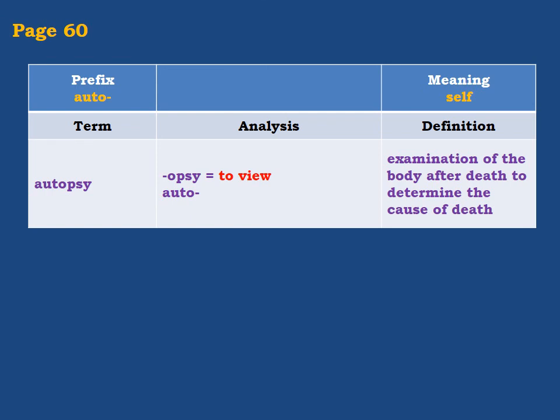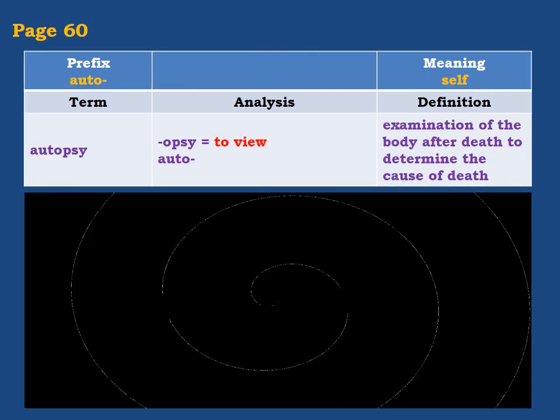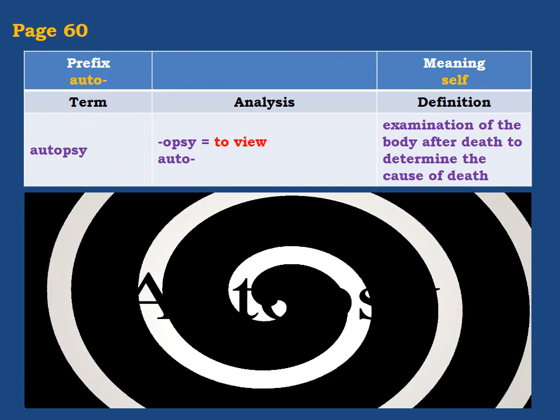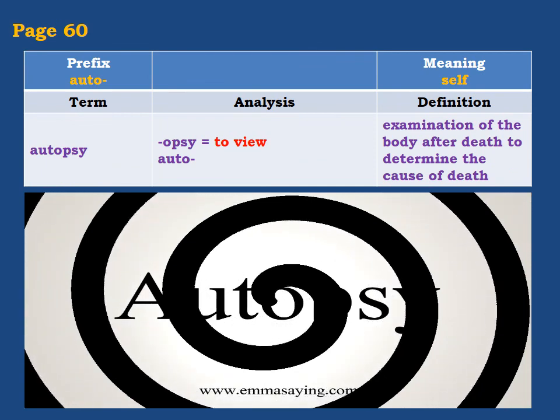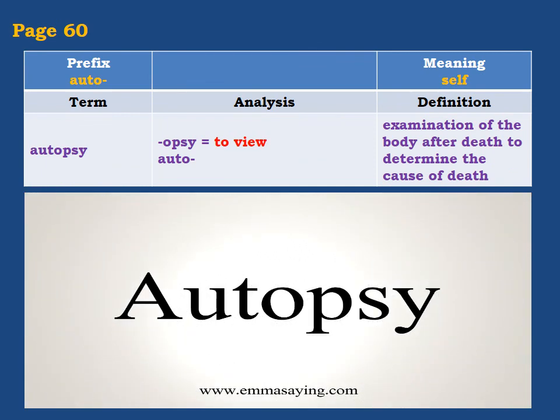So, when a person dies, they take him to hospital and do some examinations on the body after death. Why? To see what is the reason for the death of this person. This is called autopsy. Pronunciation. Autopsy.